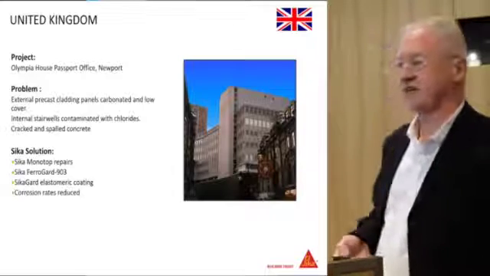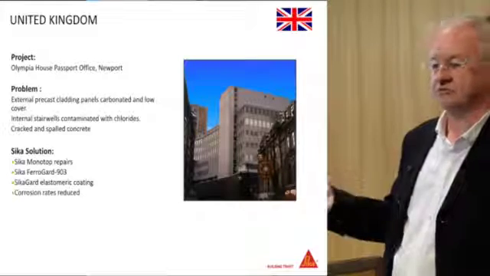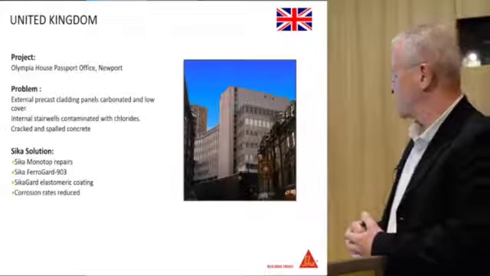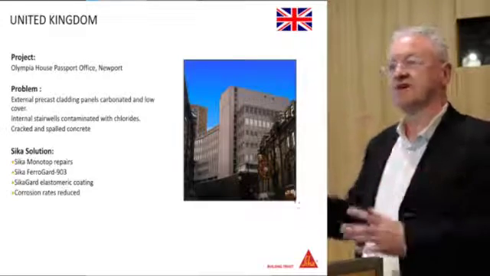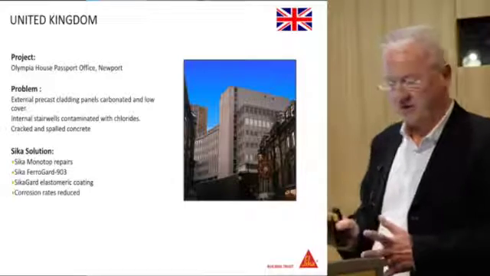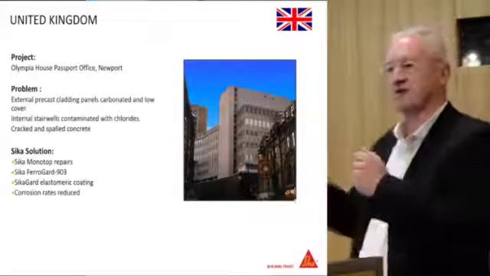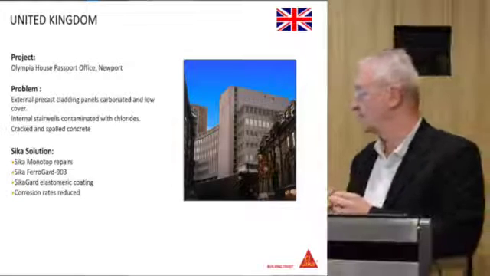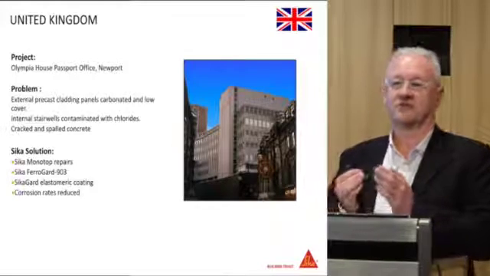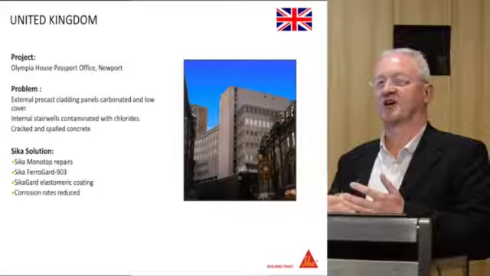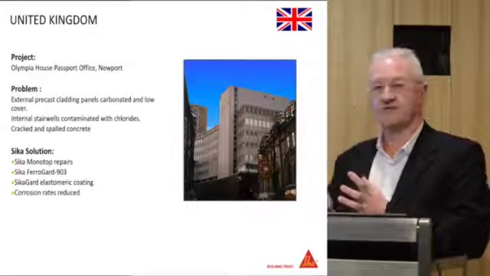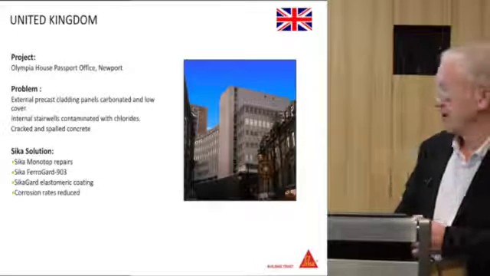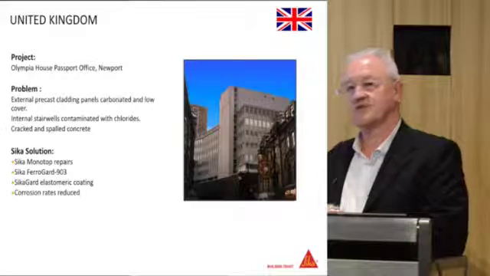So we repaired it with Monotop systems, which were the R3, R4 products. Then we applied the inhibitor over the structure, and then we applied an elastomeric coating because there were quite a few signs of cracks that had been identified but weren't contributed by corrosion. It was just the way the panels had been constructed.